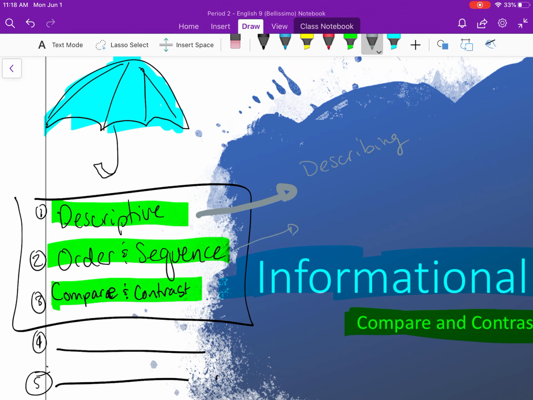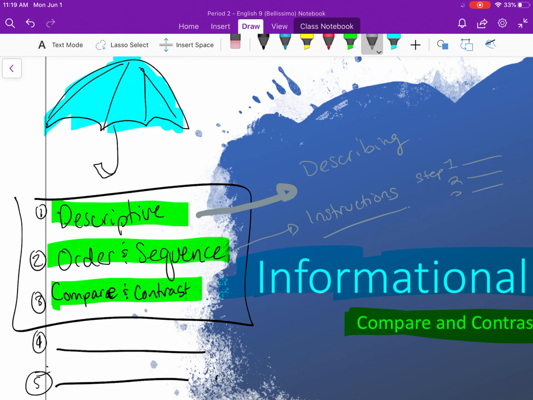Order and sequence is kind of like your instructions. IKEA is the master of order and sequence because they can do it with no language, which is particularly difficult, and sometimes it's why it can be tricky to follow. You're saying that step 1 is this, step 2 is that. This is your order and sequence, right? How do we build something? How do we make something? How do we do something?